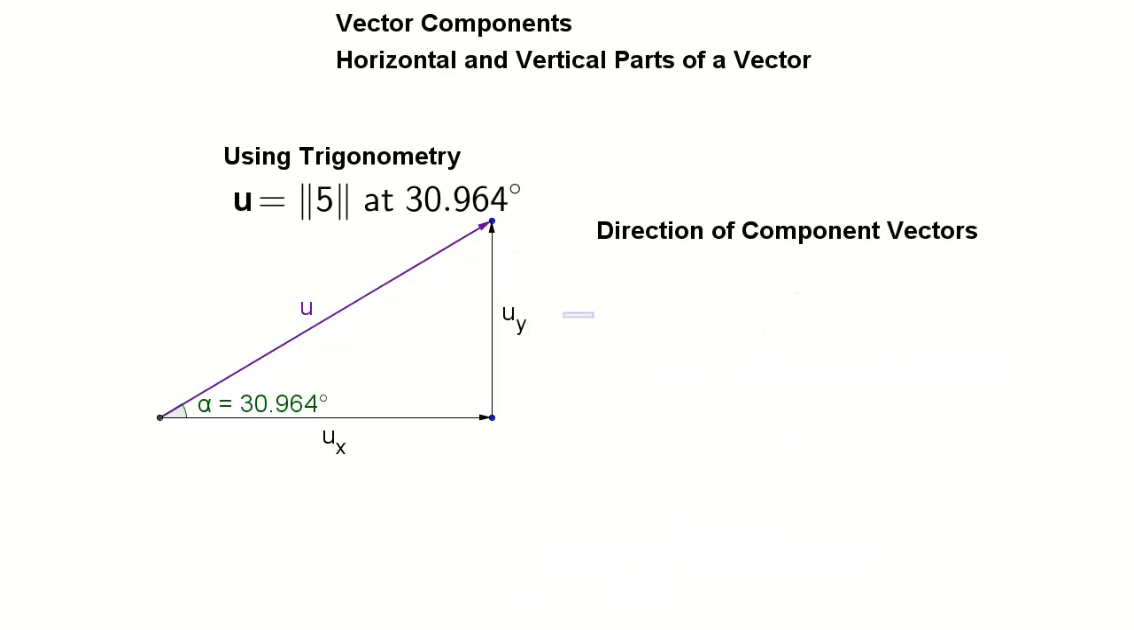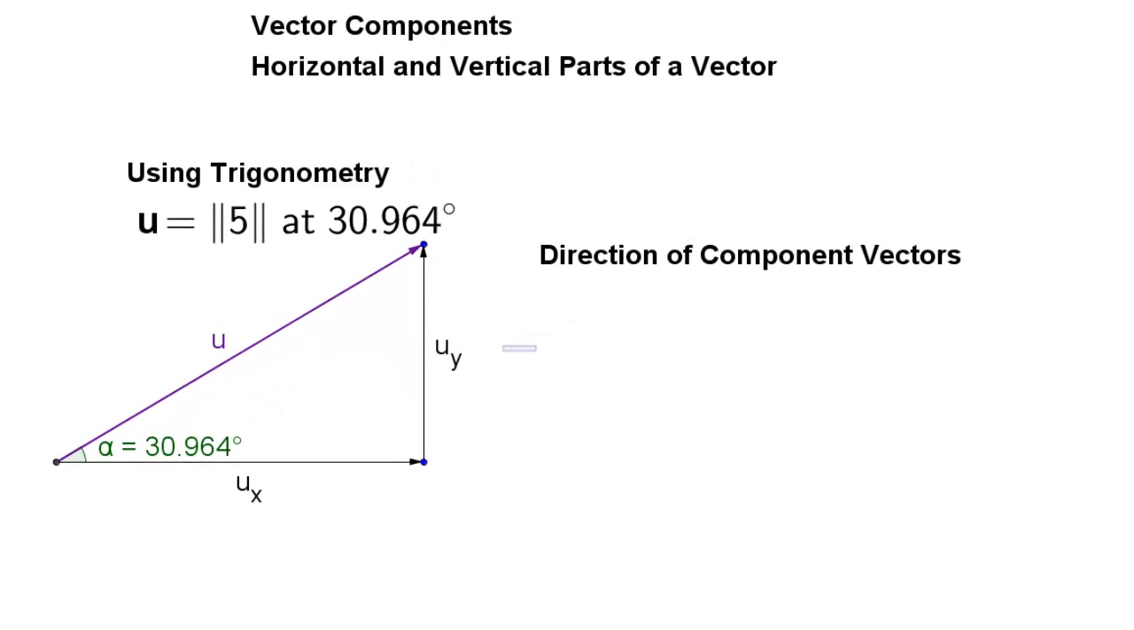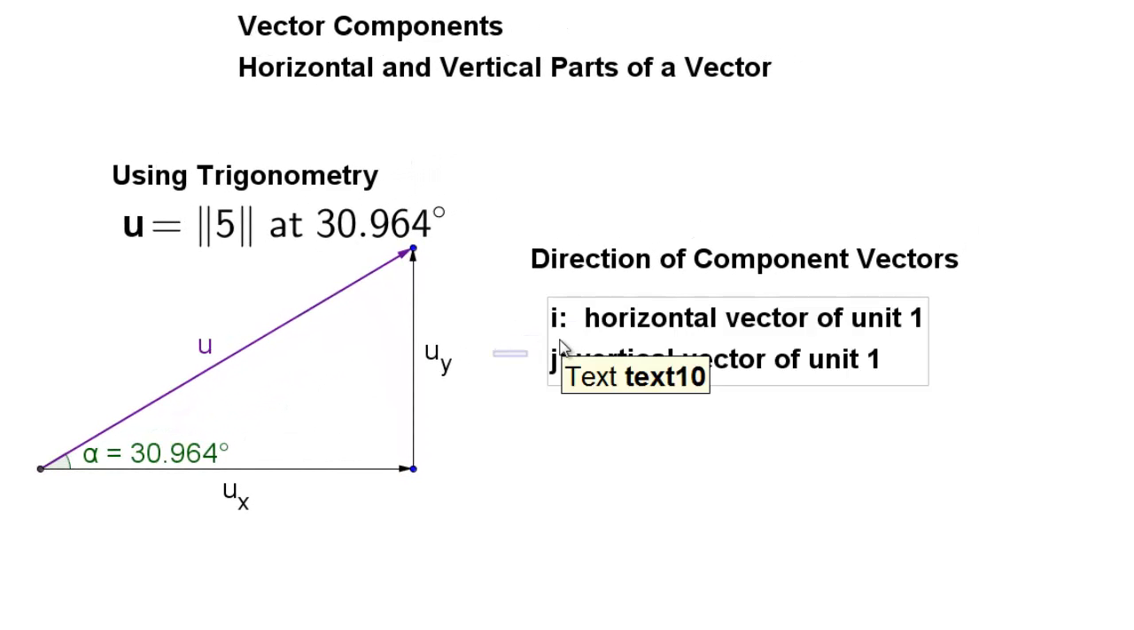So you may be wondering, what we found really is the magnitude of those component vectors, 3 and 4 respectively. How do we actually write them as vectors, these components? And how do we account for their direction? And that's a very good question. We create these things called unit vectors, and they're normally called i and j, but in some systems they have different names. But i is a horizontal vector of unit 1. j is a vertical vector of unit 1 also.